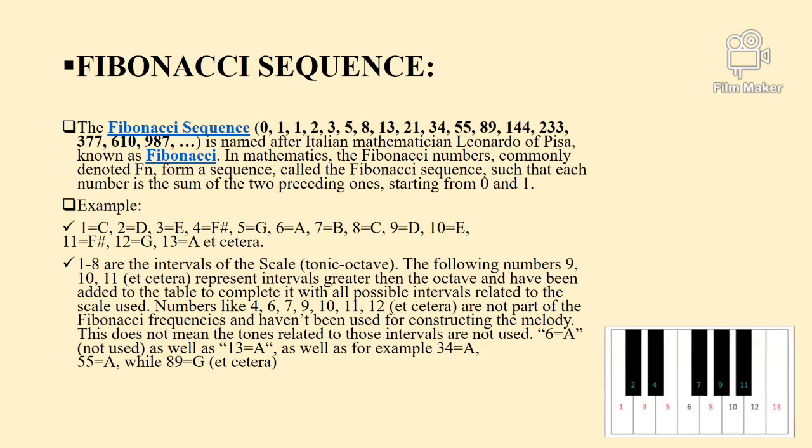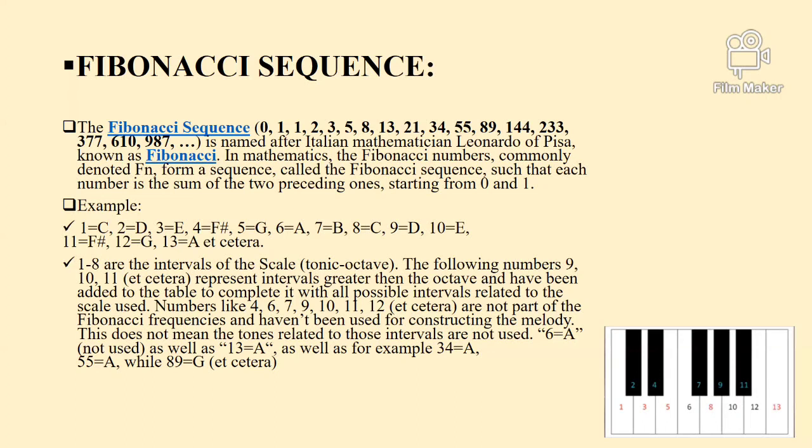Example: 1 is equal to C, 2 is equal to D, 3 is equal to E, 4 is equal to F sharp, 5 is equal to G, 6 is equal to A, 7 is equal to B, 8 is equal to C, 9 is equal to D, 10 is equal to E, 11 is equal to F sharp, 12 is equal to G, 13 is equal to A, etc. 1 to 8 are the intervals of the scale, that is, tonic octave.